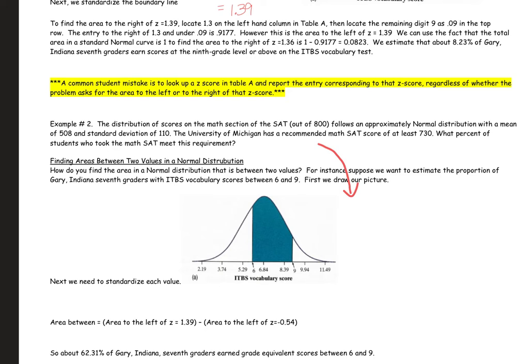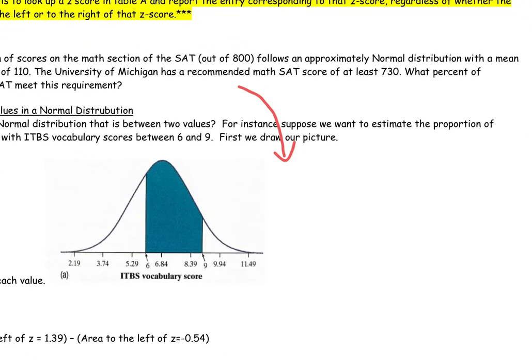So back to the SAT problem. We've got a normal curve, same mean, same standard deviation of 508 and 110. So let's draw our graph right here. We'll label it very quickly. We've got our mean of 508, standard deviation of 110. It's approximately normal with a mean of, again, 508 and 110. And we'll say SAT score.